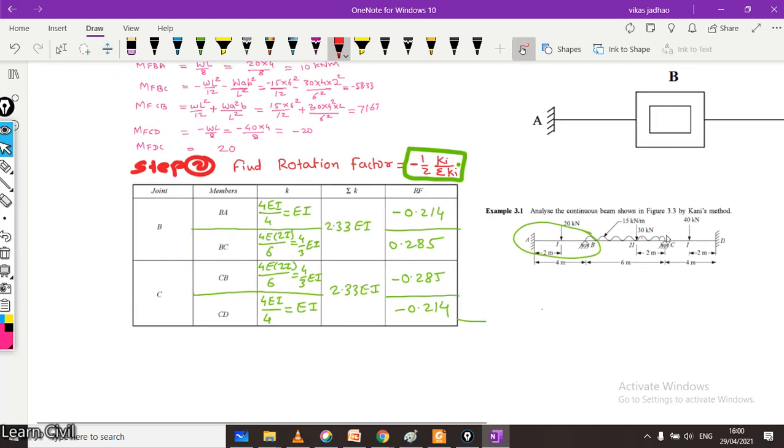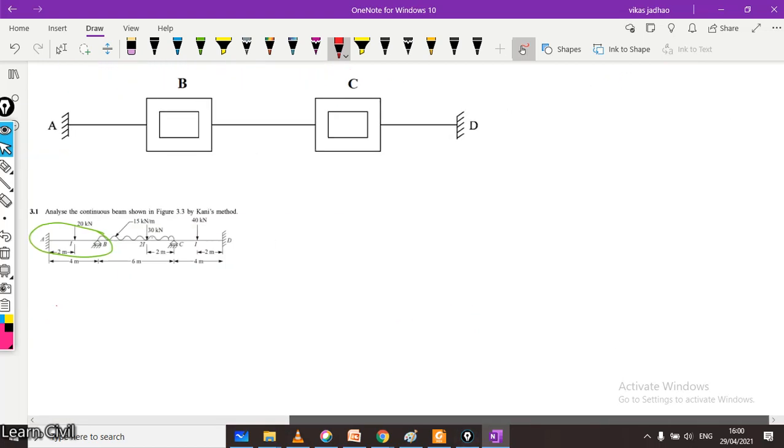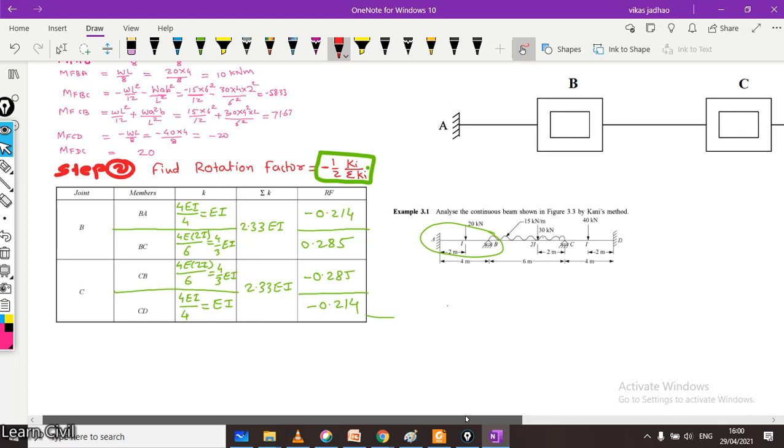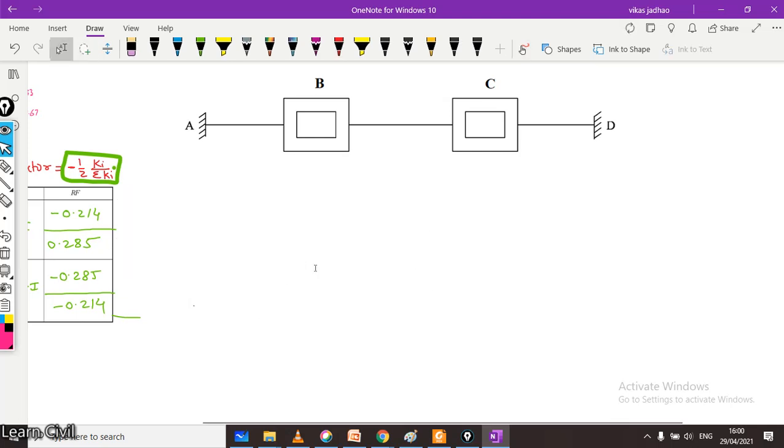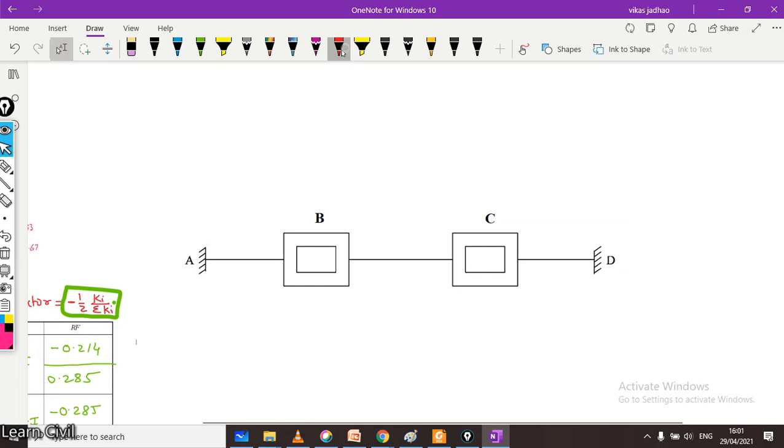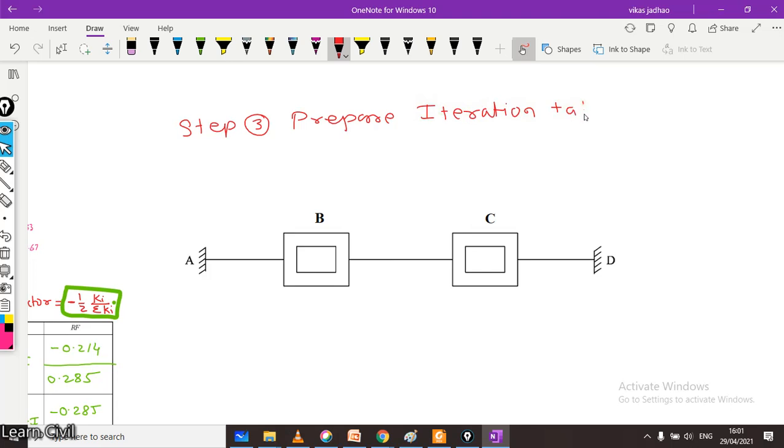Next, step number 3 will be to prepare the iteration table. We have calculated the rotation factor, and the next step is preparing the iteration table. Okay, now for preparing the iteration table, step number 3: prepare the iteration table. The iteration table is prepared in this manner.